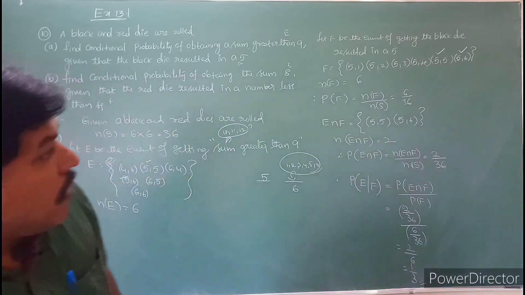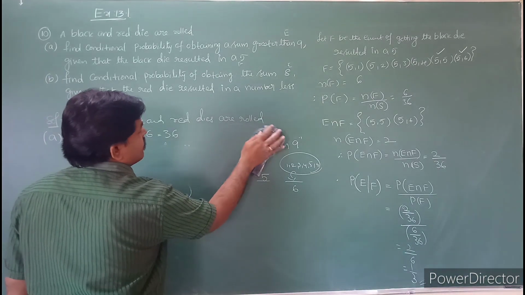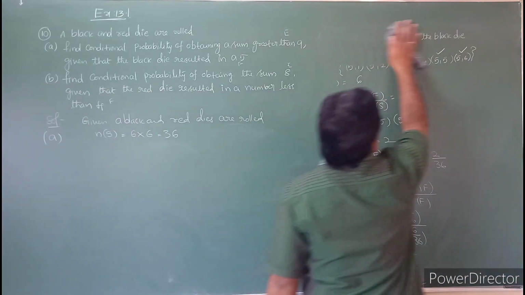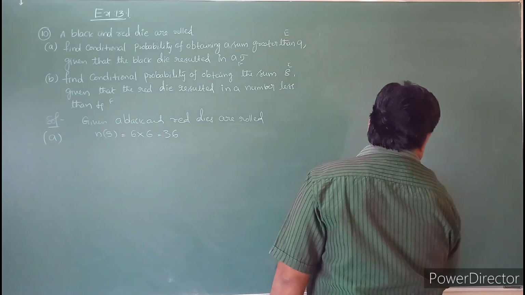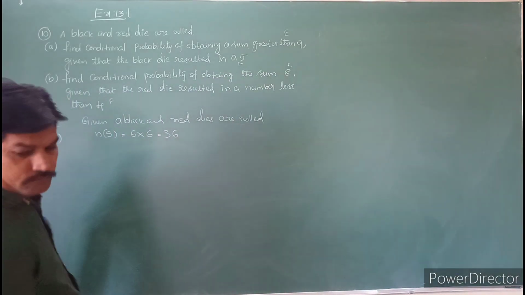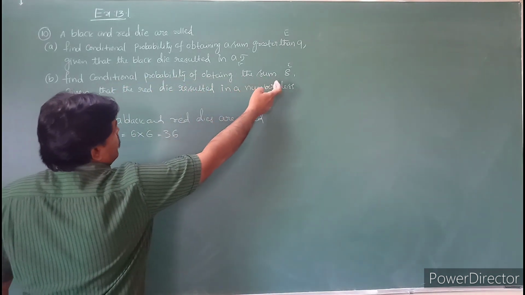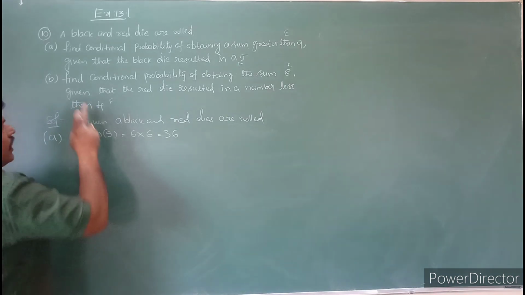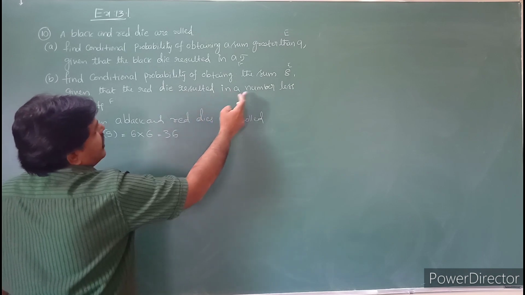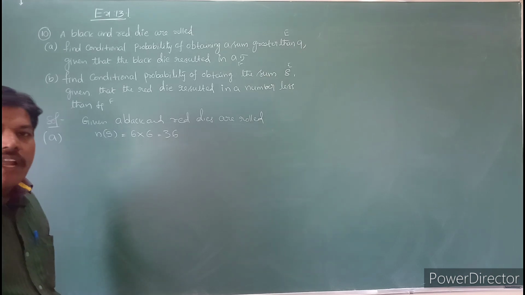And similarly, what is the second question? See the second question, students. Find the conditional probability of obtaining the sum 8, given that the red die resulted in a number less than 4.